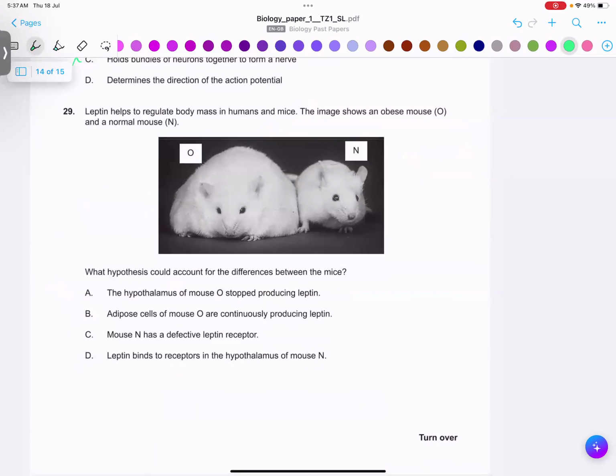Now we have question 29. Leptin helps to regulate body mass in humans and mice. The image shows obese mouse O and normal mouse N. What hypothesis could account for differences between the mice? So we do know that this is obese, this is normal. The hypothalamus of mouse O stopped producing leptin. Okay, that is false. Adipose cells of mouse O are continuously producing leptin. No, because leptin helps you lose weight, so it would not be obese. Mouse N has a defective leptin receptor. No, because leptin helps you lose weight, and mouse N is normal, so no. Leptin binds to receptors in the hypothalamus of mouse N. Yes, and this is why it is a normal weight, so it's D.